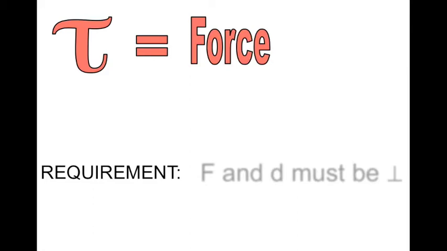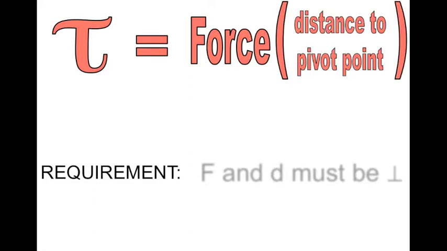All that matters is where I push, how far I'm pushing from the pivot point, and at what angle I push. So torque is a force times the distance to the pivot point. So in the case of a door rotating, the pivot point is the hinges. And in order for there to be torque, the force and that distance from the pivot point must be perpendicular to each other. That'll make sense with some examples.